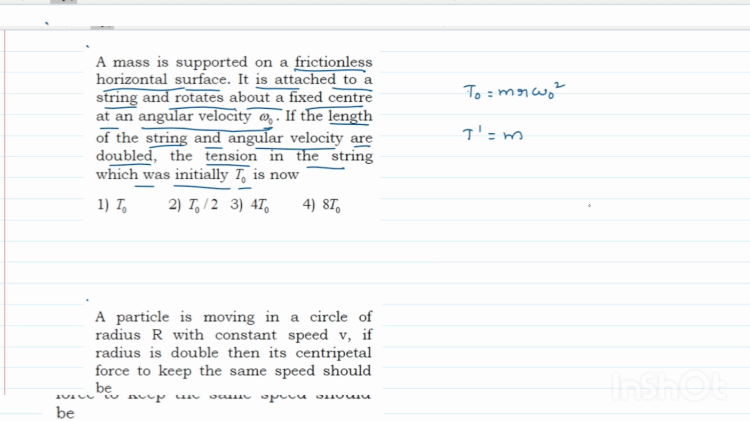Length is nothing but radius you can take, students. Here you are going to take 2 times its radius, and the angular velocity also you are going to double. So it's nothing but 2 omega whole square, which is 4 omega naught square. When you simplify this, you get 8 times m r omega naught square. Then T dash, which is 8 times m r omega naught square, is nothing but 8 T naught. This is the new tension force value.